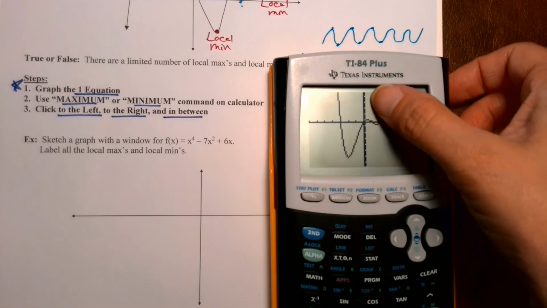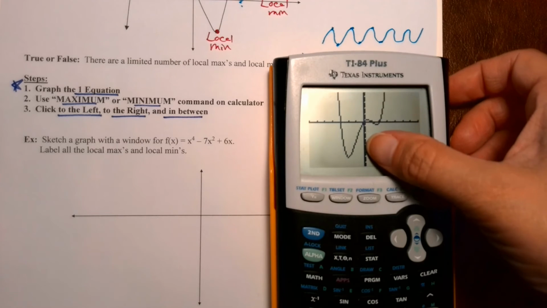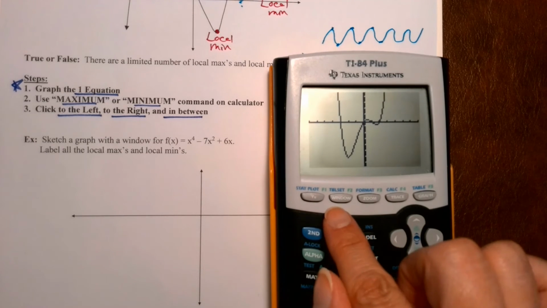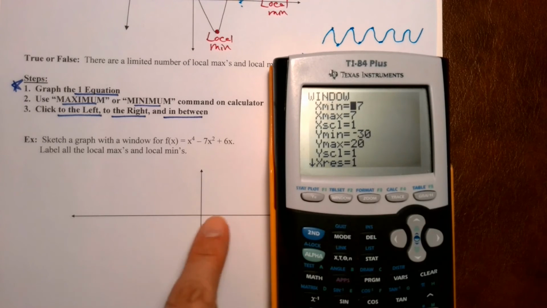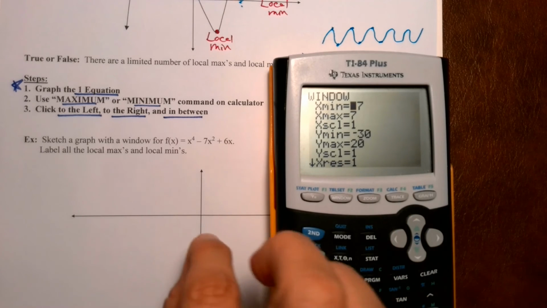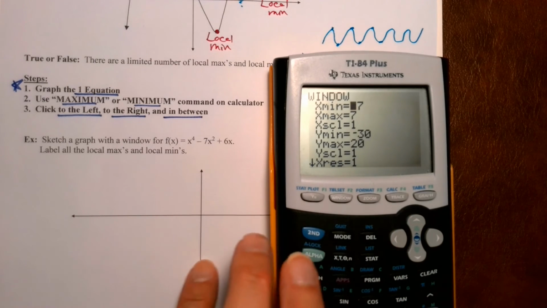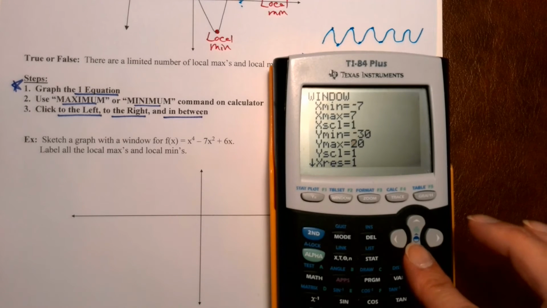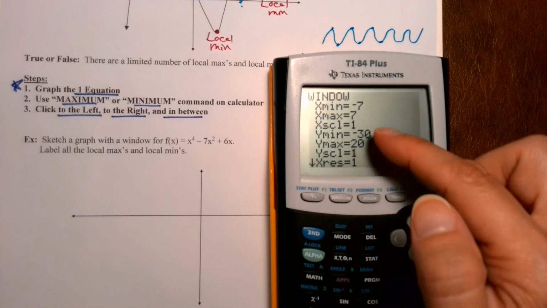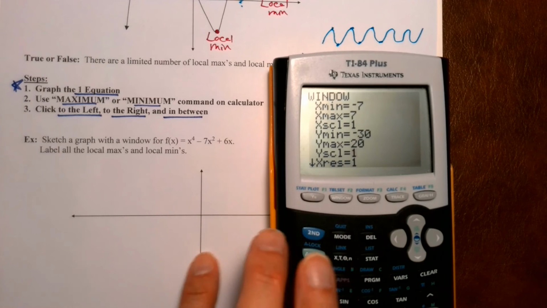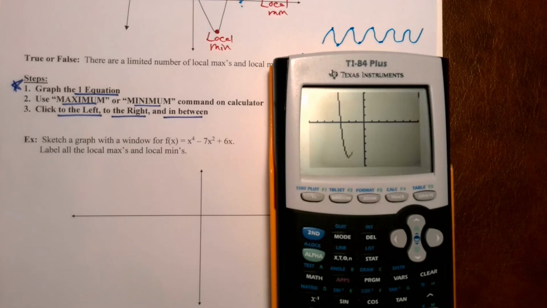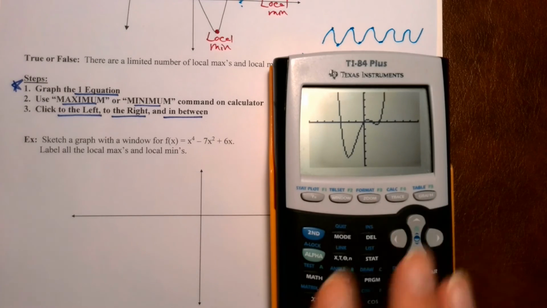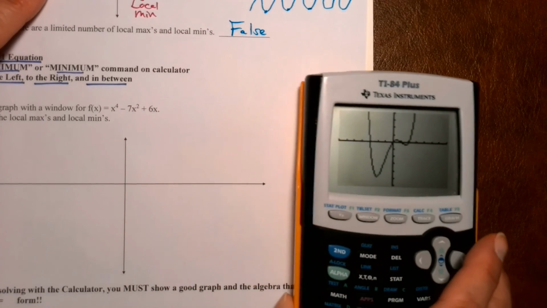Now the scale does look a little weird. If I look at my y-axis, let's go back to window for a second. If you were to draw a graph by hand and go all the way to negative 30, I don't think you would do tick marks every one. 1, 2, 3, 4, that seems a little too much. So maybe for the y scale we should go by fives. 5, 10, 15, 20. Then if you go to your graph, the scale looks a lot better. Don't spend too much time playing with the window. Just make sure you can see everything you need to, and then move on.